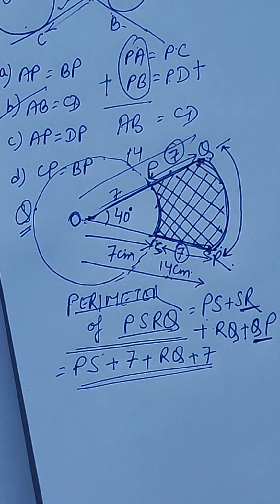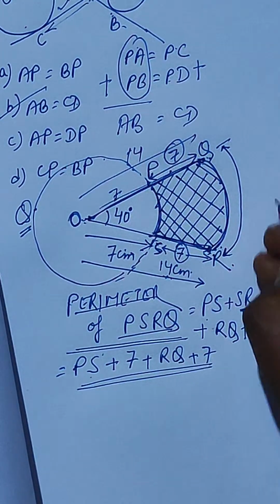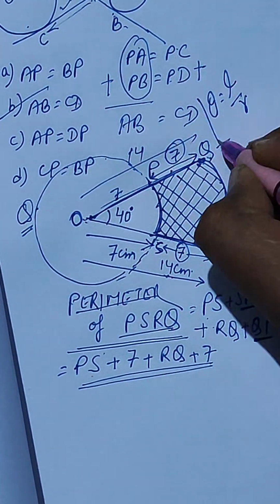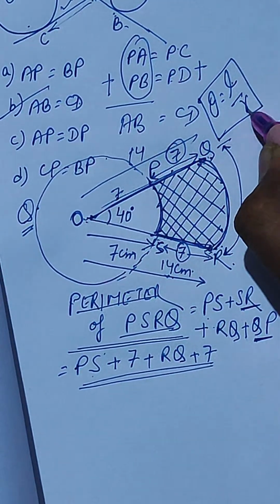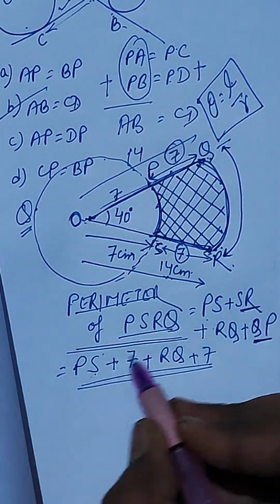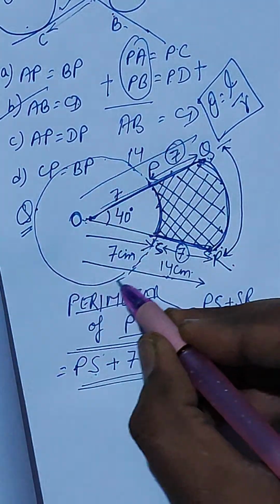So here we can see PS. We know the formula theta equals L by R, where L is the length of the arc and R is the radius, right? We will be using the same formula over here. So PS is basically the length of the arc of this circle.